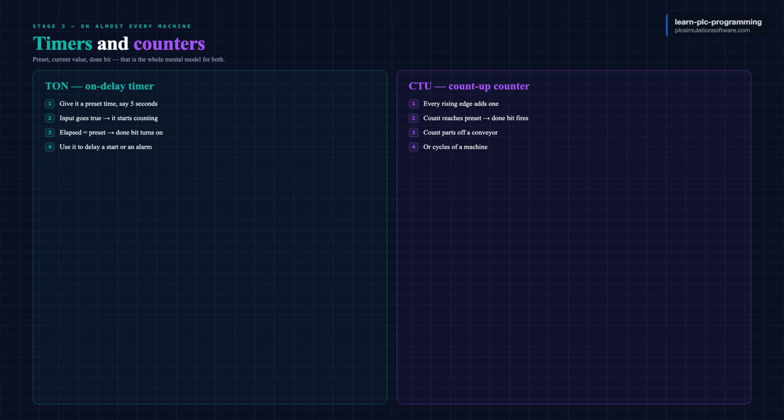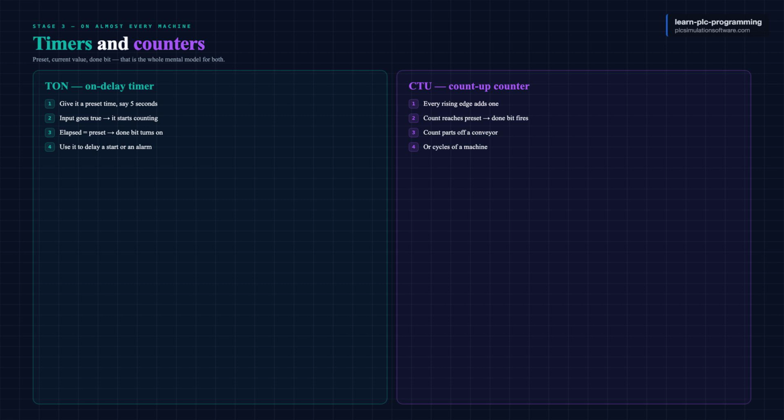The counter, CTU, count up. Every time its input sees a rising edge, it adds one. When the count reaches the preset, its done bit fires. Use it to count parts off a conveyor or cycles of a machine. We drop both into the same editor, set their presets, and wire their done bits into the logic. Preset, current value, done bit. That is the whole mental model for both.